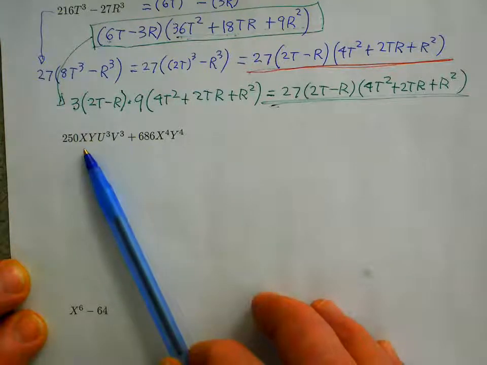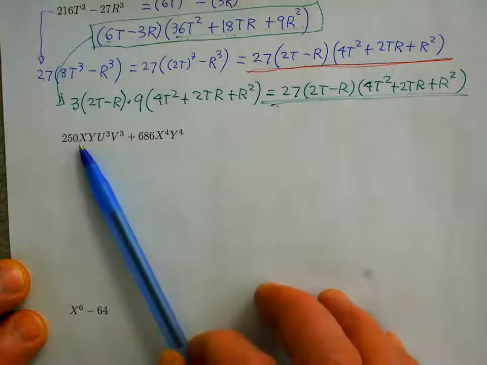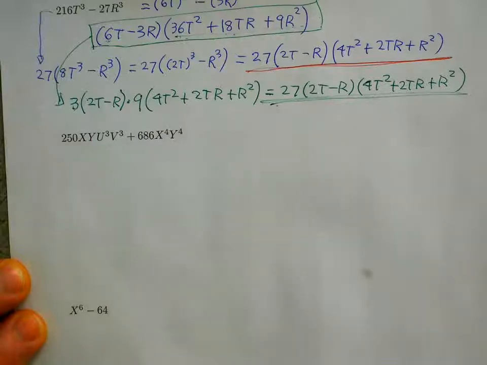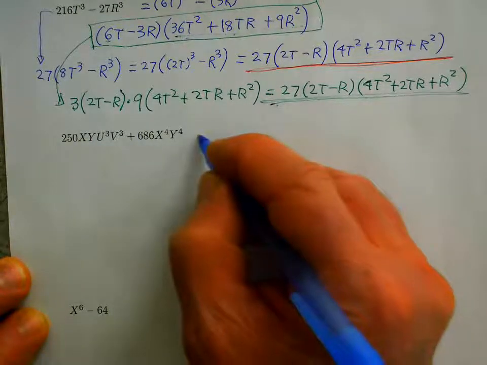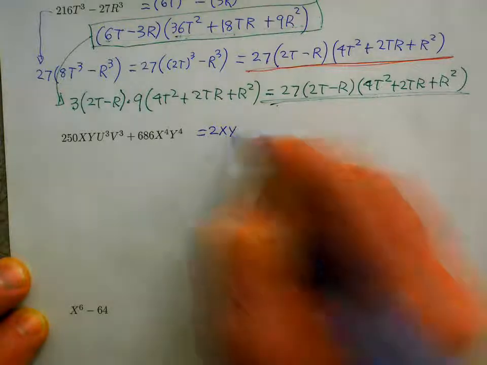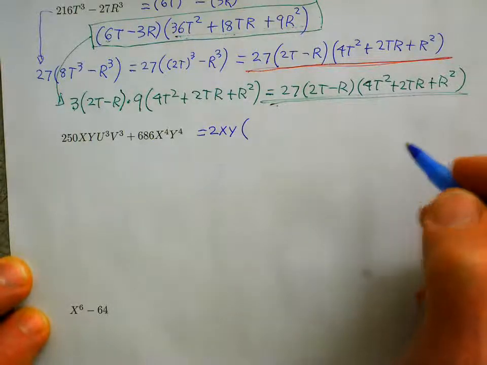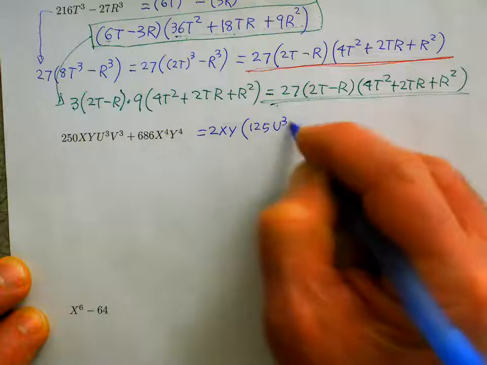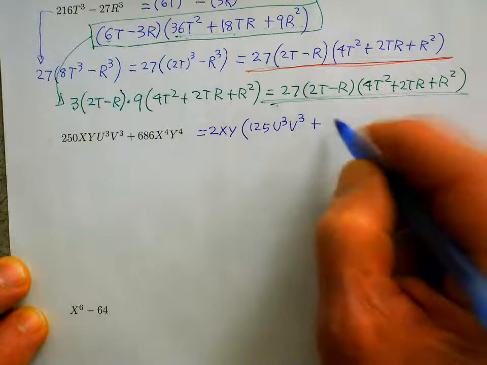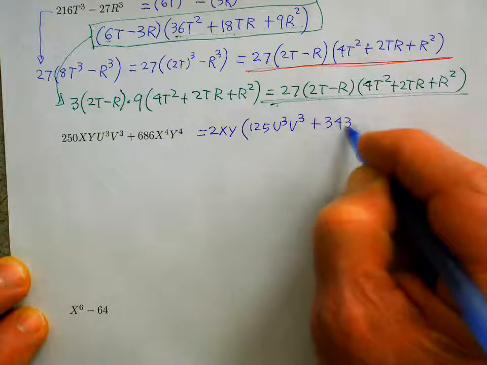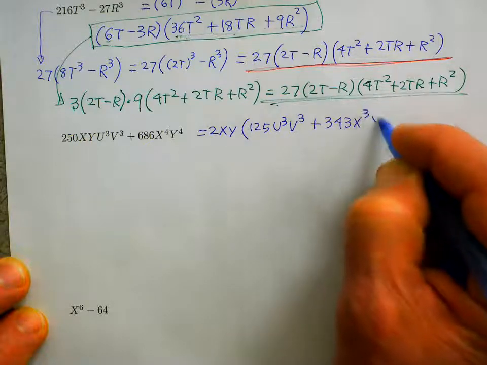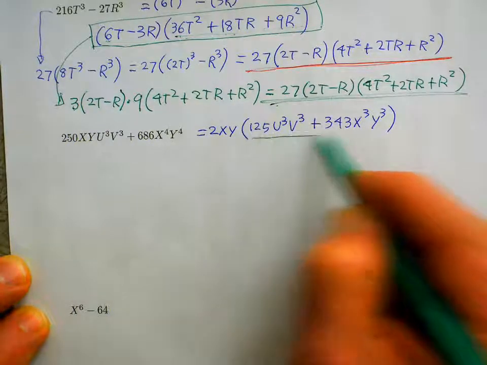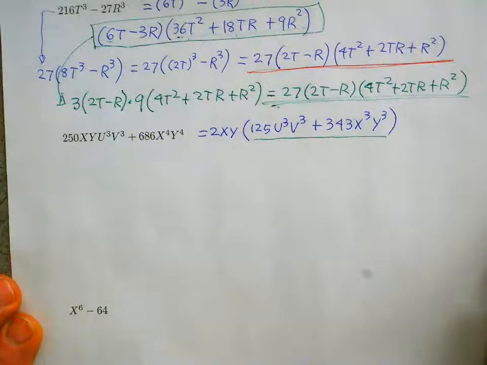Each of the terms has a factor of x. And each of the terms has a factor of y. So we can factor 2xy out. And then we're going to be left with 125 u to the third, v to the third, plus 343 x to the third, y to the third. Okay, so this, inside the parentheses, is a sum of cubes.